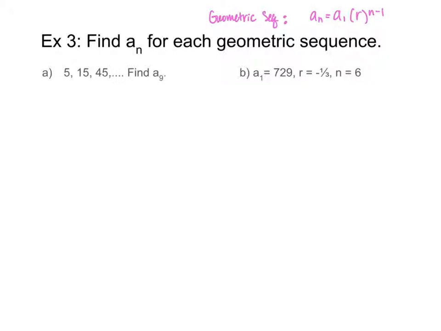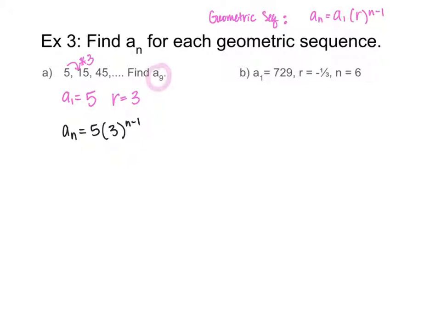To build the formula, I need what A1 is. A1 is the first term, which is 5. And then I need the common ratio, so the pattern. It looks like you're going from 5 to 15 to 45. So it looks like I'm multiplying by 3, because 5 times 3 is 15, 15 times 3 is 45. So my common ratio is 3. Based off of this, my rule is going to be 5 times 3 to the n minus 1.